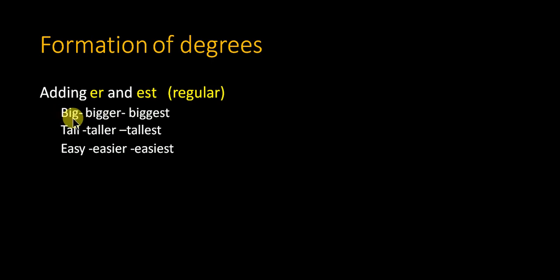For example, big, bigger, biggest, tall, taller, tallest, easy, easier, easiest. So this is called regular form. Understand, dear students? When we mention regular form, it means we have added ER or EST to make second and third degree. That is called regular form. Understand?